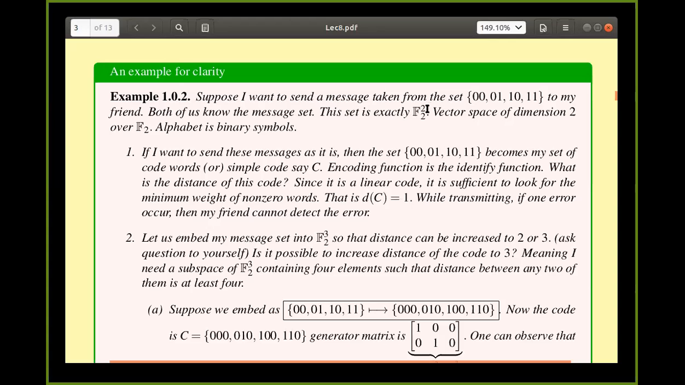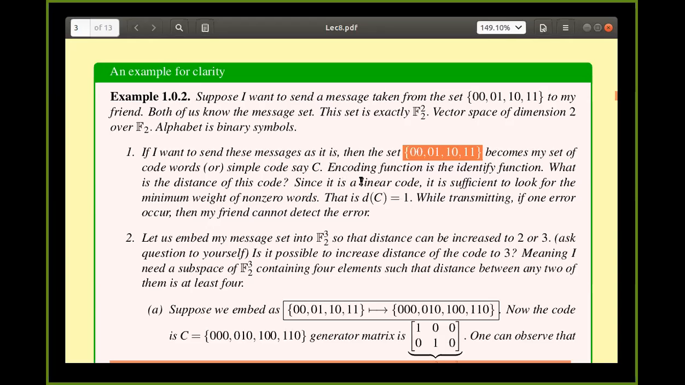Now this is exactly F2 power 2. That also you know. It is a vector space of dimension 2 over F2. F2 means Z2; the alphabet is binary symbols. Okay, I wrote everything now. So now if I want to send the message as it is without any change, these become the code words. There is no change, right? This becomes my code words.